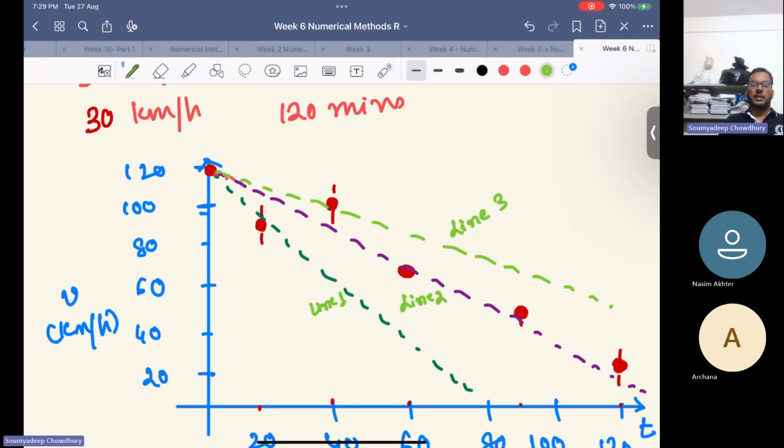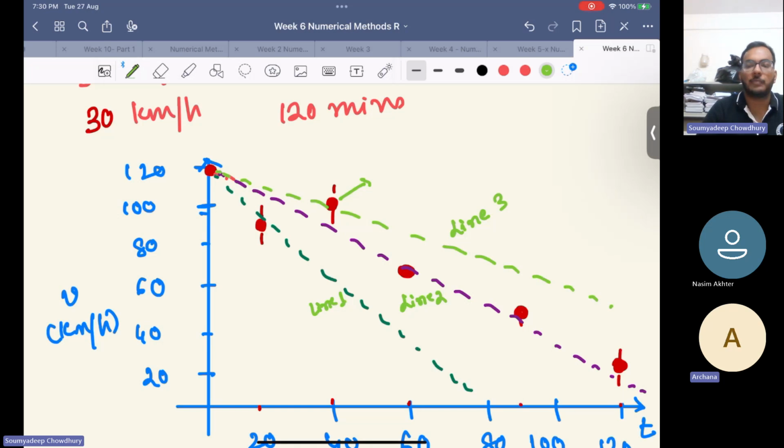Yes, correct. Archana, is it clear to you? Yes, sir. So which line is the most accurate? That second line, sir. Why is it most accurate? Do you think? It covered every point. Yeah, it's not covering all the points. This point it is not covering, right? But still it is covering most of the points, and it is closest to all the points, right?